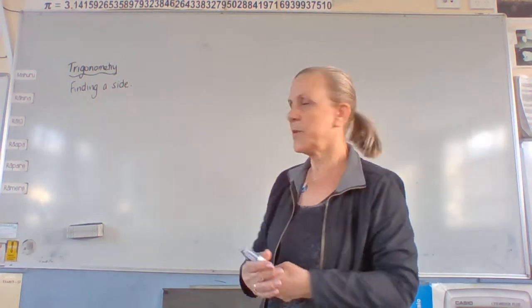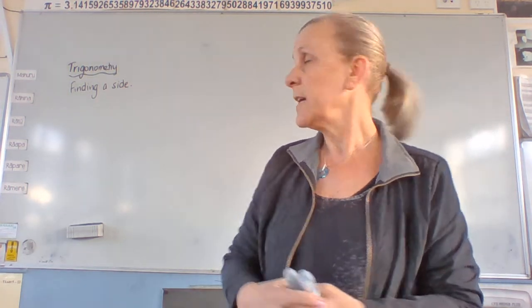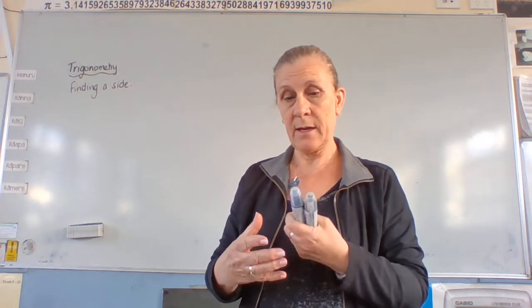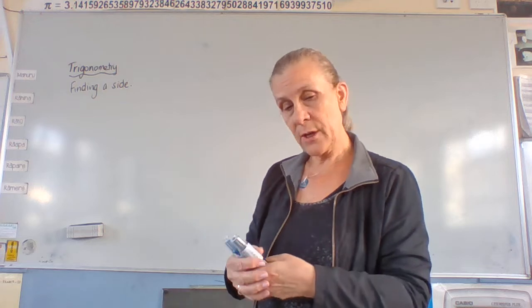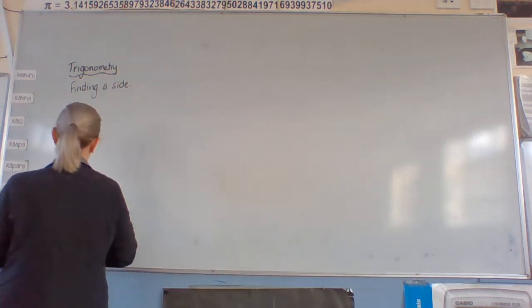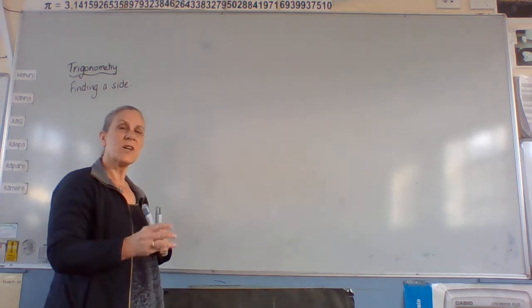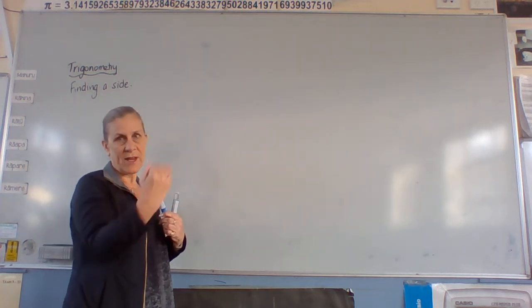Okay, so last year you would have been introduced to trigonometry in year 10. What I'm going to do is just quickly run through how I would set out finding a side if you were asked to. Remember that with trigonometry there are three ratios. They're called ratios because we put a fraction at the end of them.